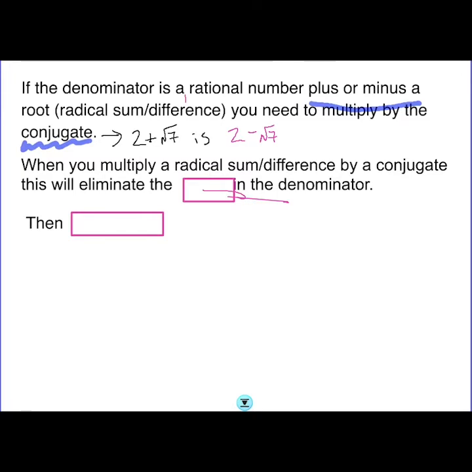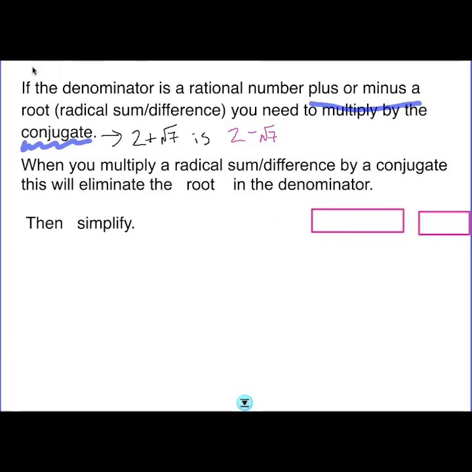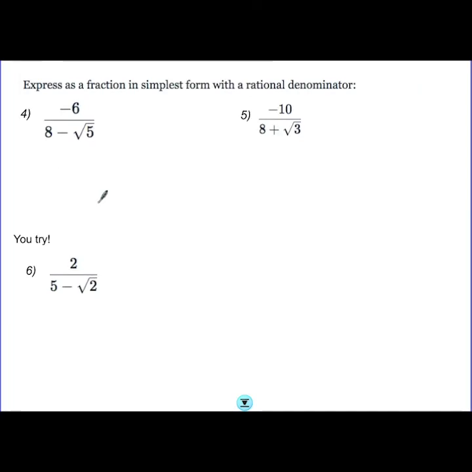Okay, so we want to eliminate that root. We're going to multiply by the conjugate, and then after that, we're going to simplify. I'm going to show you some examples of what this looks like. Something magical happens when we multiply these two things together. Basically, the radicals are going to disappear, and it's super exciting. It's a way to get rid of a root in the denominator if you have this sum or difference of roots. So we got 3 examples.